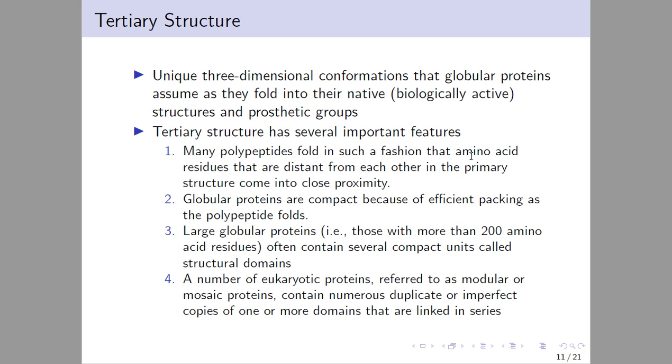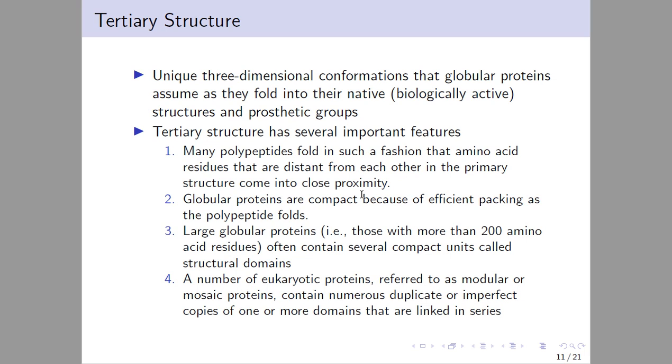So as an example, C15 and C150. By position they are far apart, 15 and 150, but because of this folding, C15 will be near to C150. And globular proteins are compact because of efficient packing as the polypeptide folds.